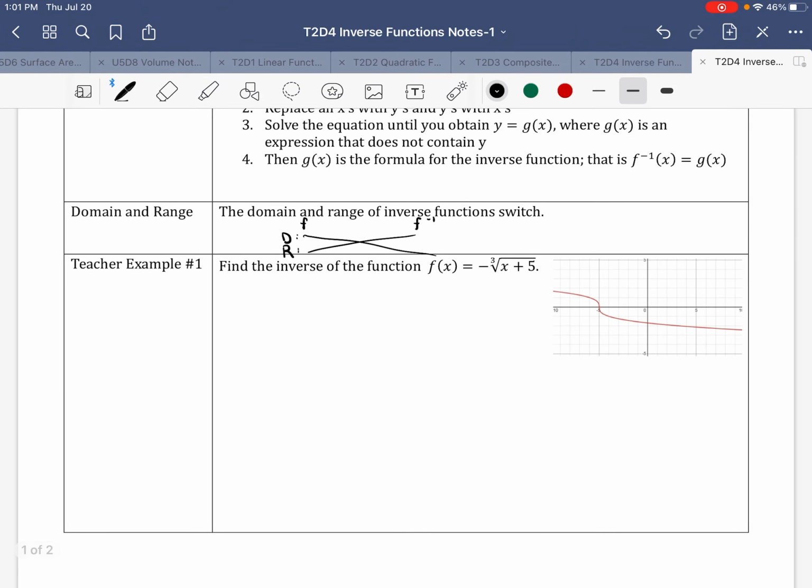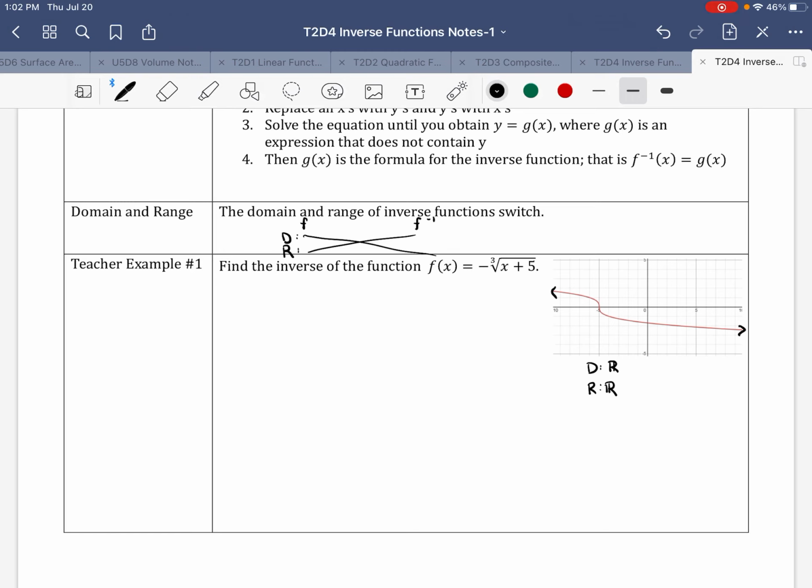When we look at teacher example number 1, it says to find the inverse of this function, and we have the graph of this function on the side. It is a cube root function, which actually means that both the domain and the range are all real numbers, because to the left and to the right it is going to continue forever, and it's also going to slowly but infinitely move up and move down. So for our inverse function, our domain and range will stay all real numbers.